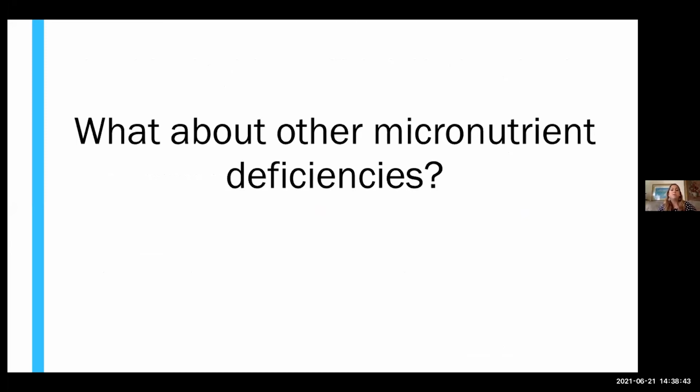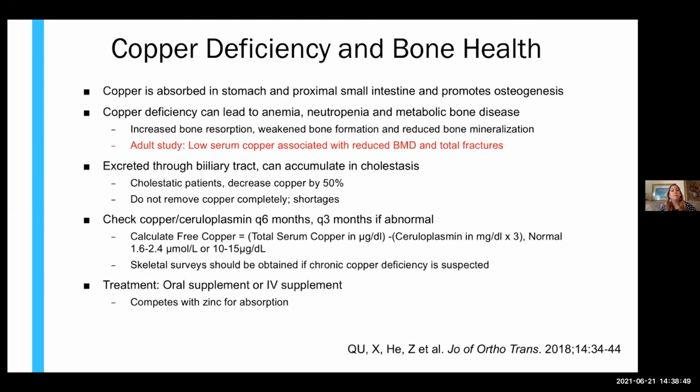So what about other micronutrient deficiencies? Let's look at what research has been done on those topics. Copper deficiency is a big one in bone health. Copper is absorbed in the stomach and the proximal small intestine and has a role in bone health because it promotes osteogenesis. Copper deficiency can lead to anemia, neutropenia, as well as metabolic bone disease, and this is due to increased bone resorption, weakened bone formation, and reduced bone mineralization.